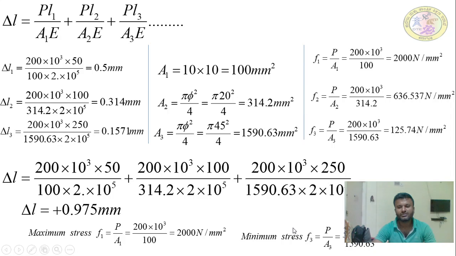and the minimum stress is 125.74 Newton per mm square. You have to write the unit properly. Change in length is in mm, stress is in Newton per mm square. I am repeating this: without the unit, your answer is incorrect, and your problem is incomplete. Make sure to remember to write the unit for the different parameters you are going to find.